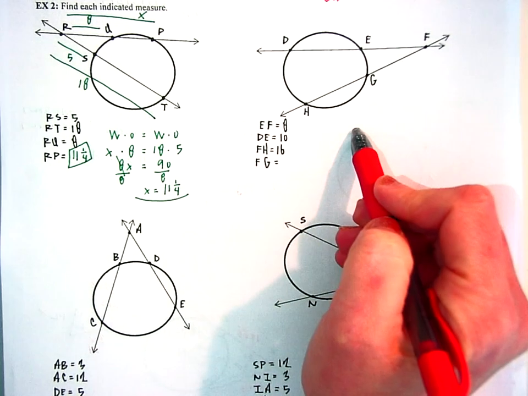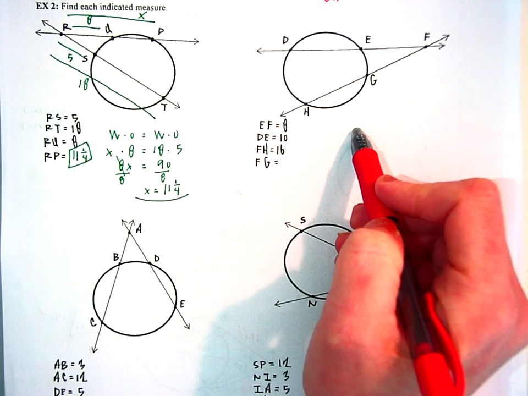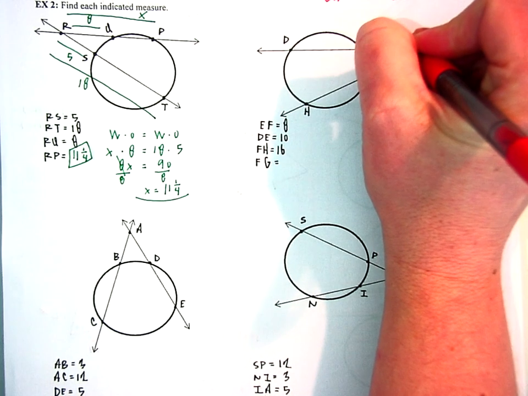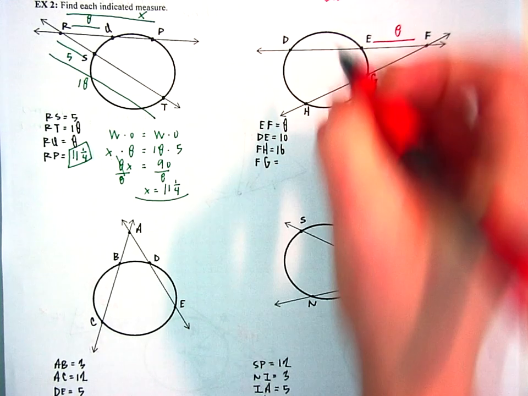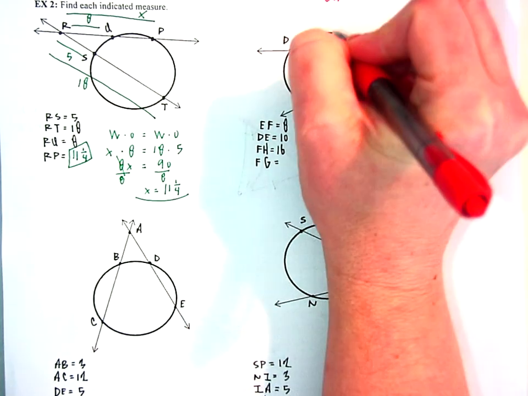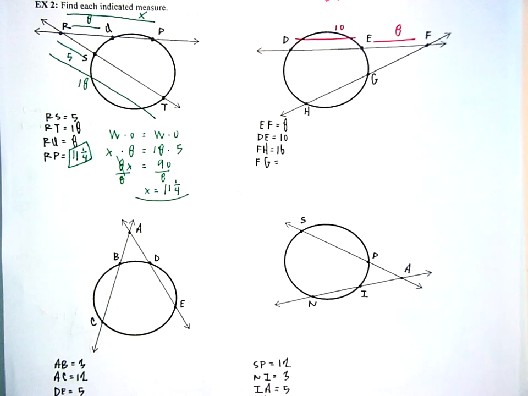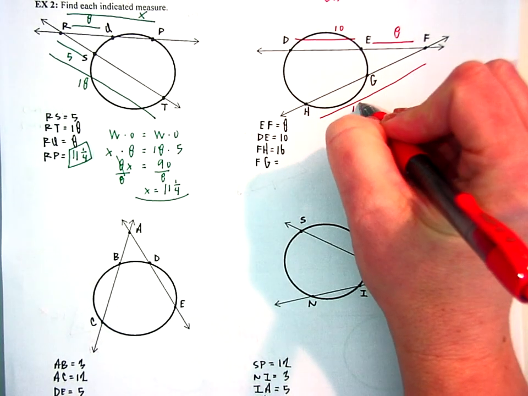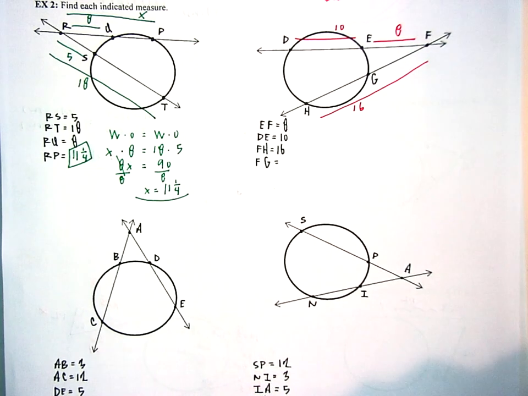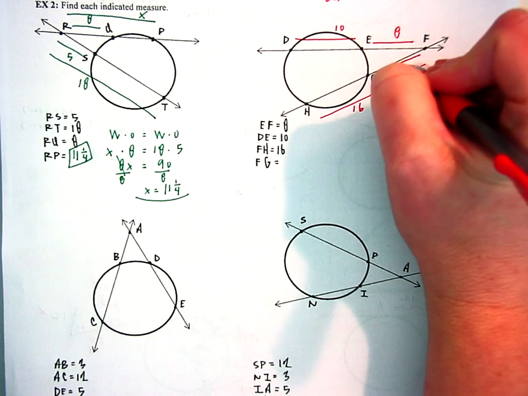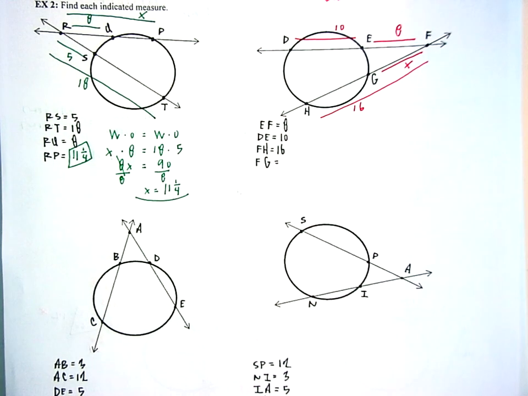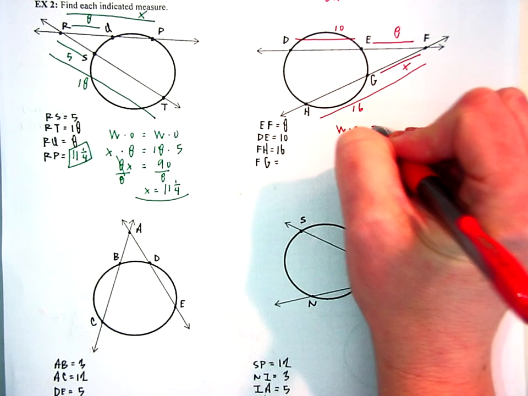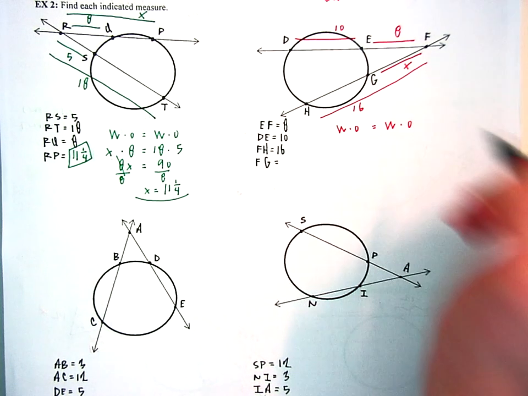So in this second problem, we are told that EF here is 8. We are told that DE from here to here is 10. And we're told that FH here to here is 16. And we're asked to solve for FG. I'll call that X. So again, just laying out my framework, whole times outside equals whole times outside.